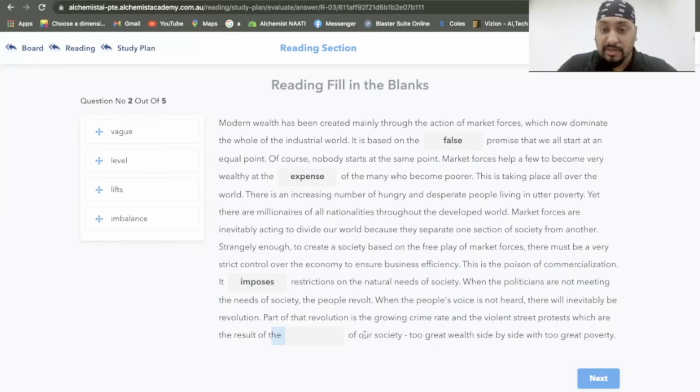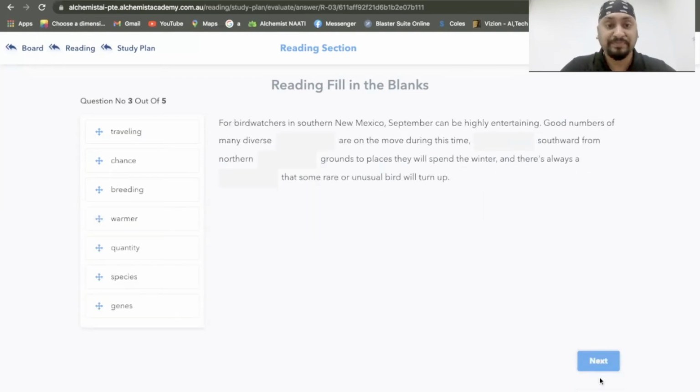So let's continue reading this. Too great wealth side by side and too great poverty. So I can't put vague there again. Level will not go. It would not say lifts. I would put imbalance because there is a huge imbalance in our society. There is too much wealth and too much poverty. Okay, let's have a look.